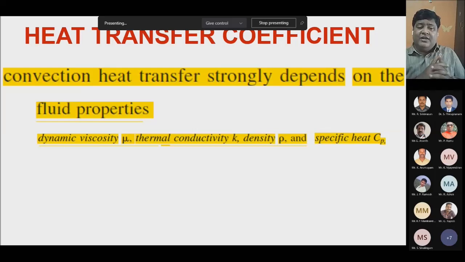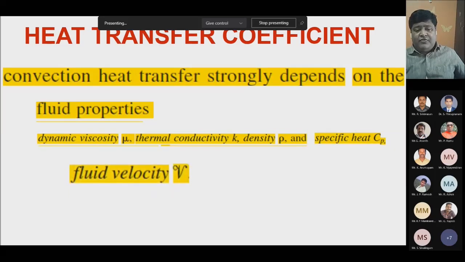Not only that, we have to understand the amount of heat that is absorbed or dissipated by a fluid. If a surface is hot, the fluid will absorb the energy. If the fluid is hot, it will dissipate the energy to the solid surface. So in either case, it depends on the fluid properties like dynamic viscosity, thermal conductivity of the fluid, density of the fluid, and specific heat of the fluid.